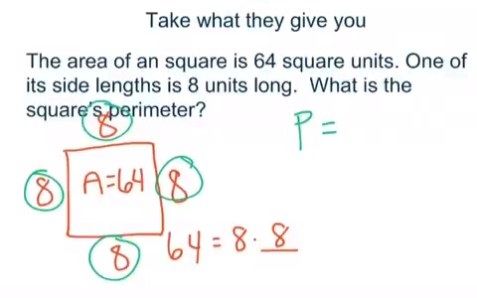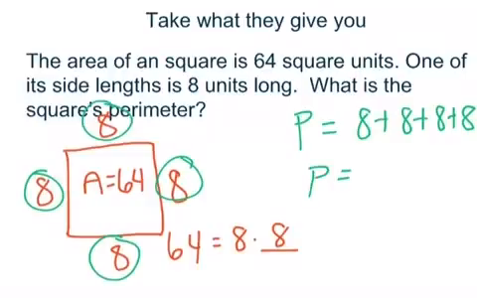So perimeter is going to be 8 plus 8 plus 8 plus 8. Once again, perimeter is adding up all four sides. So really, this is just repeated addition. So we're just going to go ahead and do that. 8 plus 8 plus 8 plus 8 is going to be 32. So the perimeter of this square is 32 units.